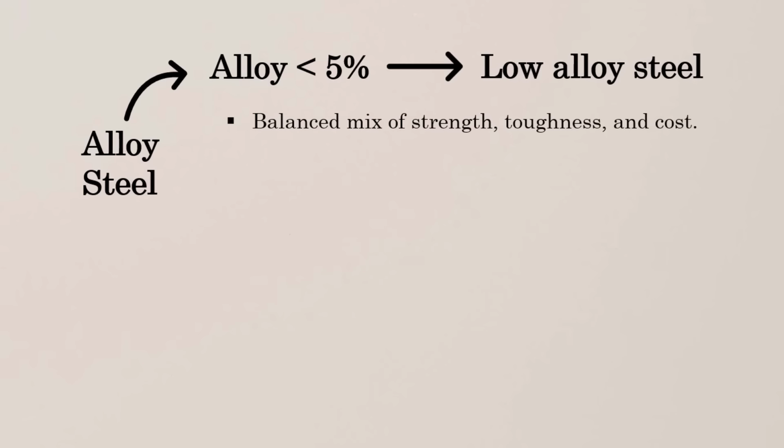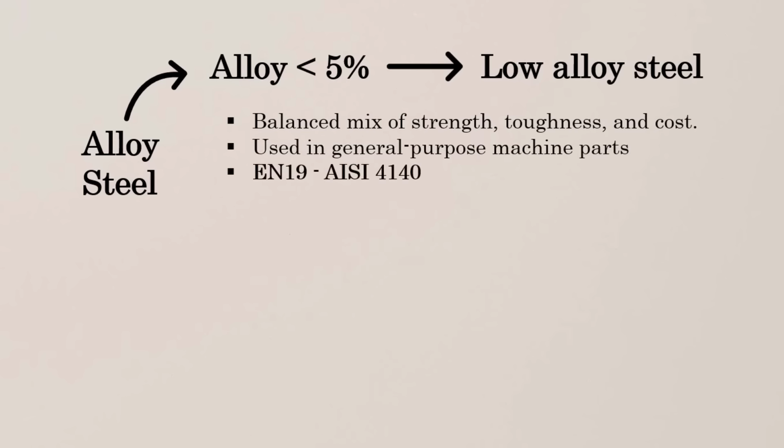They offer a balanced mix of strength, toughness, and cost, widely used as general purpose machine parts. For example, EN19 and EN24.